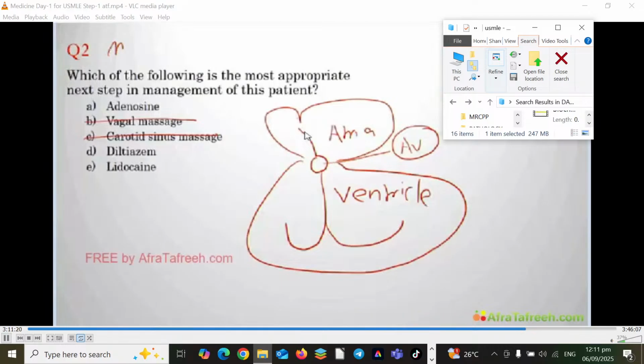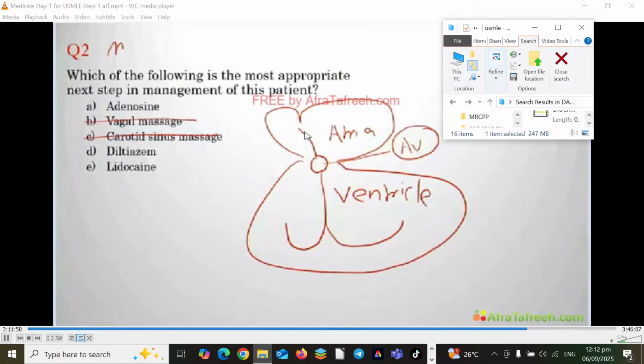Adenosine would not be an appropriate management. Why? Any ideas why adenosine is not appropriate management? Kolkata. If you only want answers, Kolkata, there is no point of a class, unfortunately. Why is adenosine not the right answer when carotid sinus massage is?